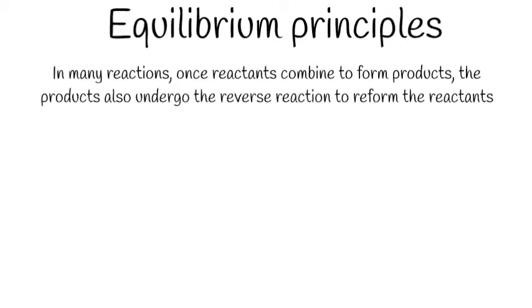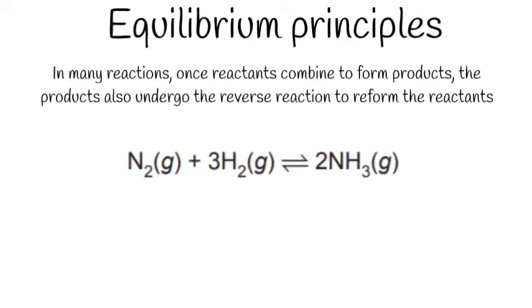Equilibrium starts with realising that reactants combine to form products, but the products also undergo the reverse reaction to reform the reactants. This can be seen in the following reaction, where in the forward direction, nitrogen and hydrogen combine to make ammonia, but at the same time in the reverse reaction, the ammonia reforms hydrogen and nitrogen.